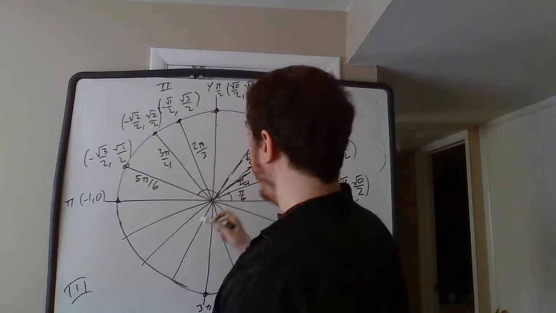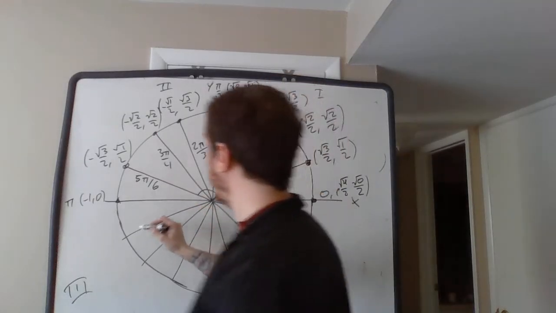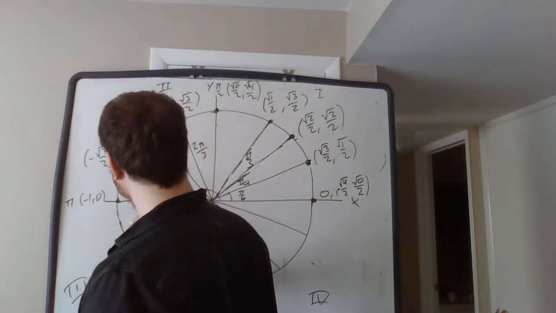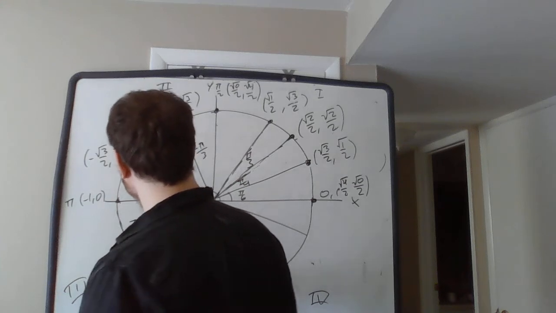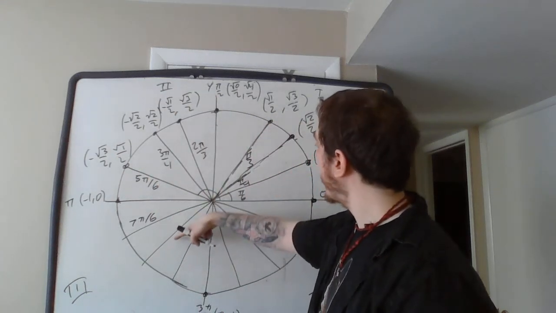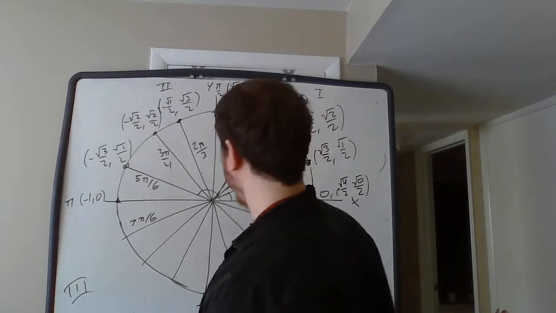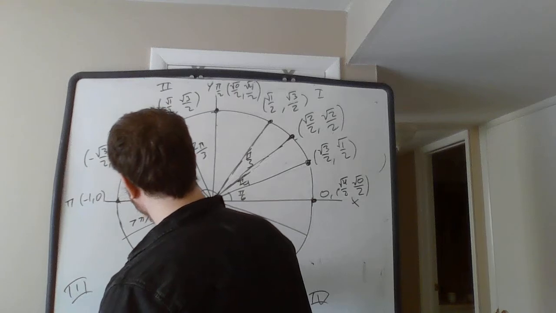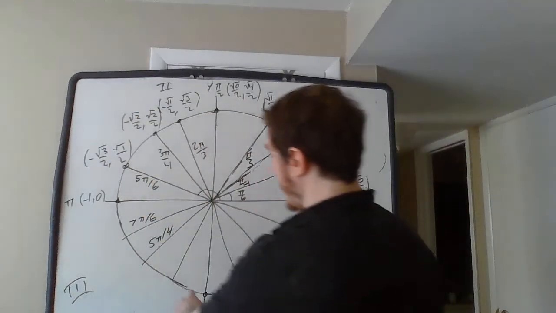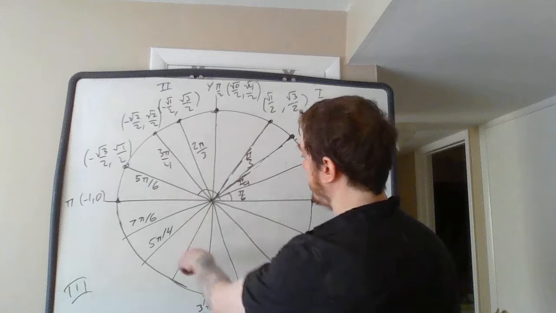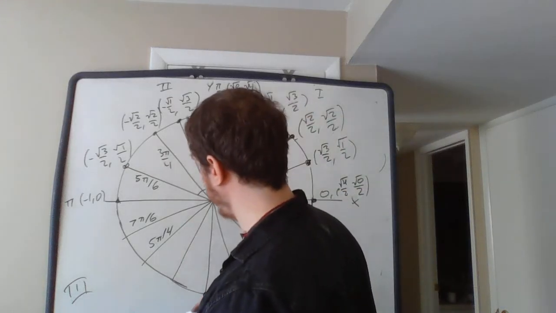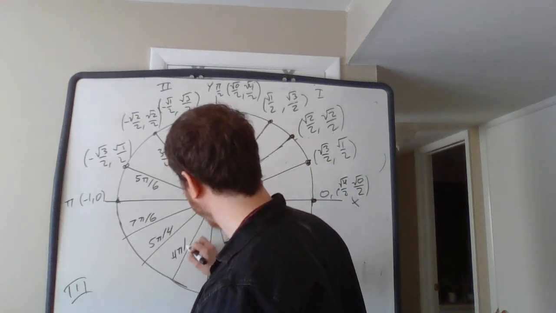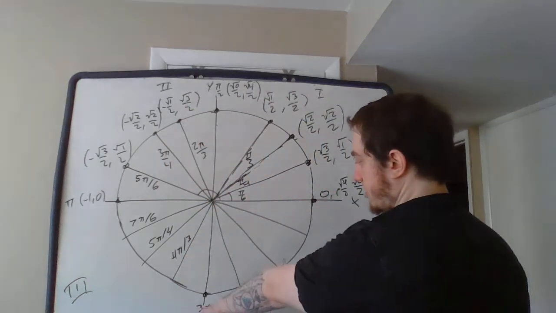Okay, so if we keep on going here, this angle here is going to be pi plus an additional pi over 6. So that becomes 7 pi over 6. Then we get pi plus an additional pi over 4. So that should be 5 pi over 4. And then we're going to get pi plus pi over 3. So that should be 4 pi over 3. Then we're up to 3 pi over 2.